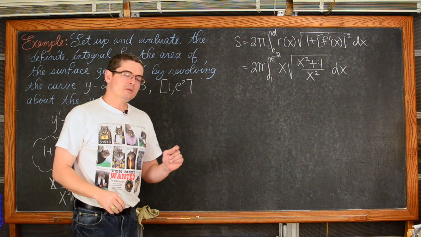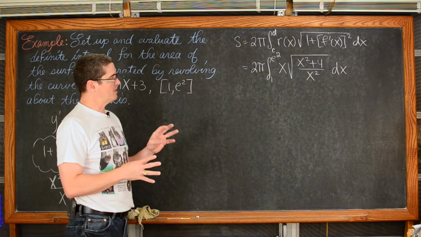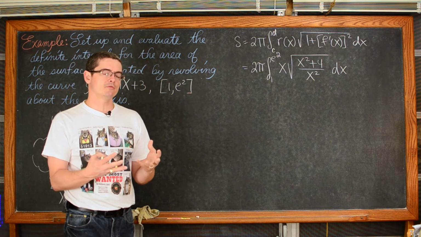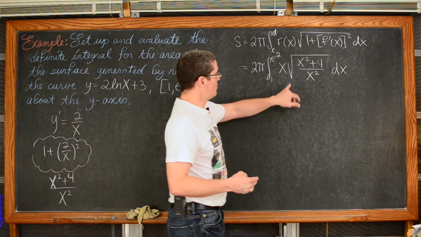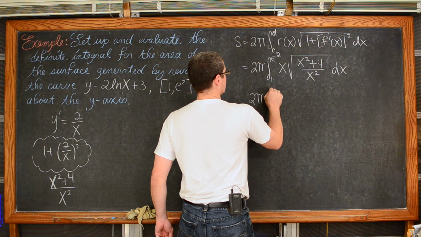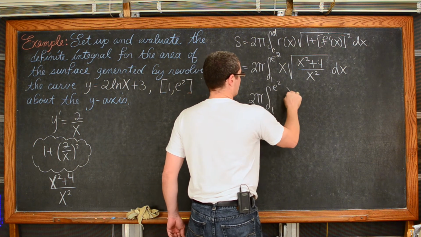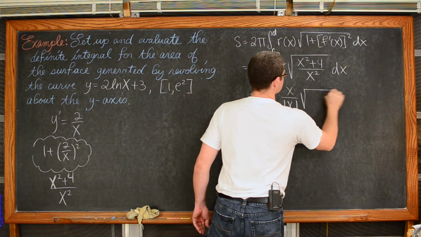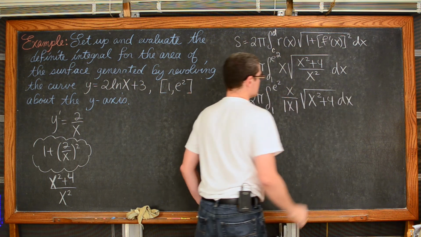You're not going to be able to do a u substitution with this problem to get that to fit some kind of rule that we can finish this integration without the aid of a calculator. So, if you want, the square root of x squared is x, so we get 2 pi times the definite integral from 1 to e squared of x over the absolute value of x times the square root of x squared plus 4 dx.